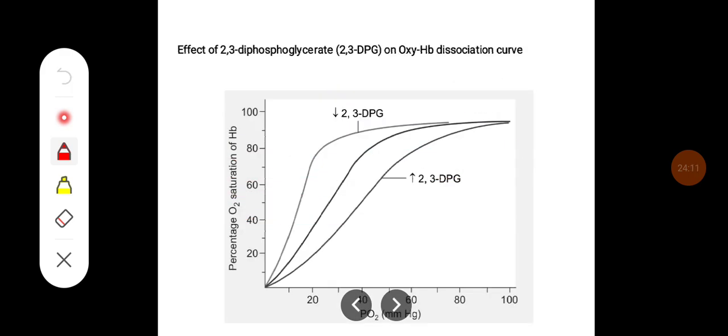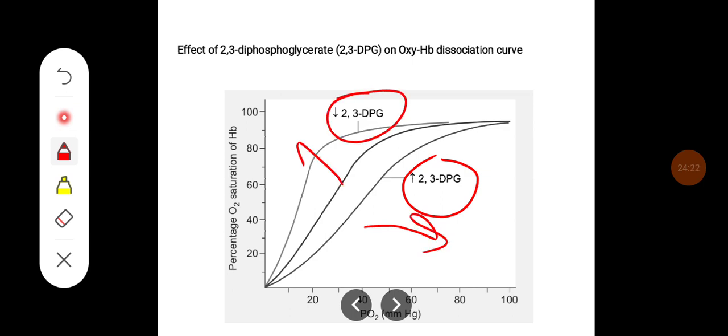So this is the effect of 2,3-DPG levels. Okay, so increase in the levels shifts the oxygen dissociation curve to the right side, and decrease in 2,3-DPG levels shifts the oxygen dissociation curve to the left side.